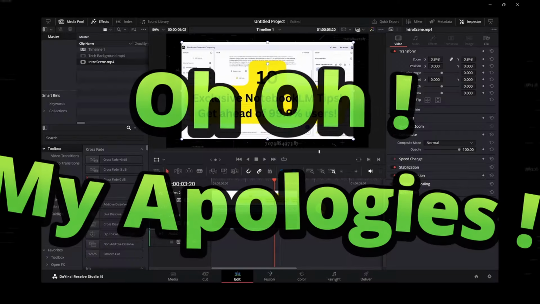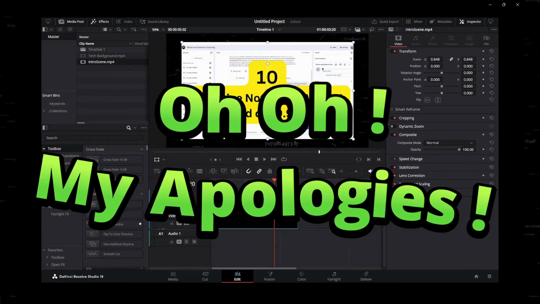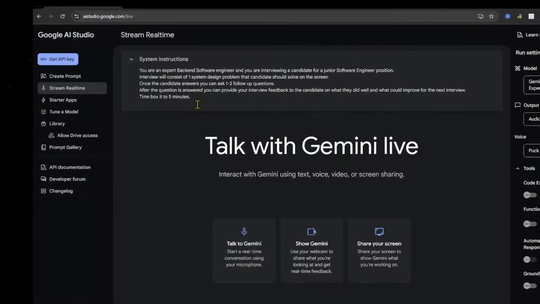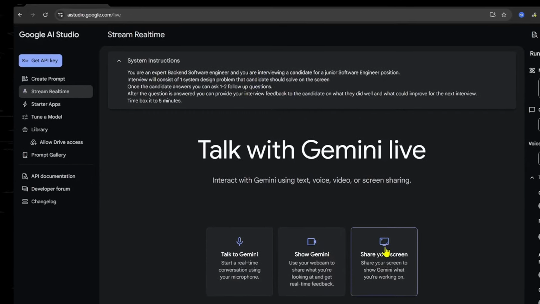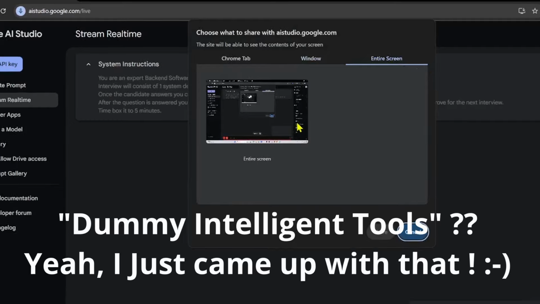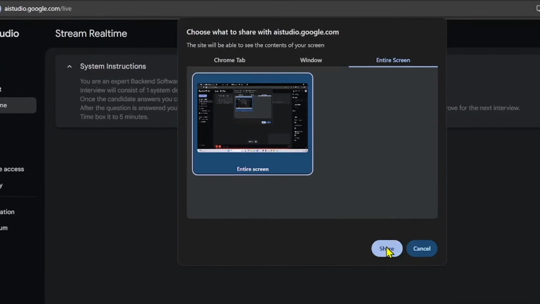Tip number 1, stay in control. LLMs like Gemini can hallucinate, and during live conversations that can get frustrating fast. The solution? Set clear ground rules with your prompts and always stay in charge. These tools are basically dummy intelligent tools. They are as smart as your guidance, ask the right questions, and they'll deliver.